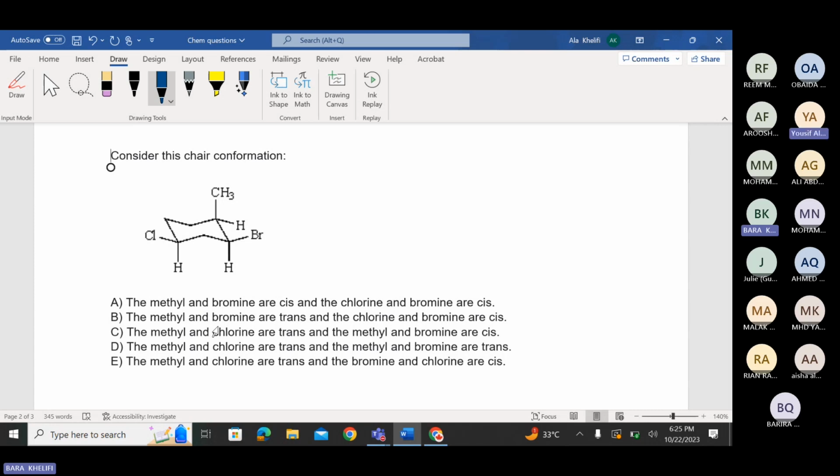Take your time, guys. Analyze it. A. So they're all cis. Why do you think that is the reason? They're all pointing upwards. Exactly.